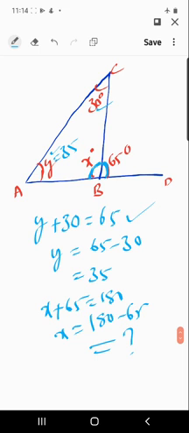Like this, so many properties are there, so many things you have to remember to solve these kinds of problems. I hope you understood well, and you can solve these kinds of problems.